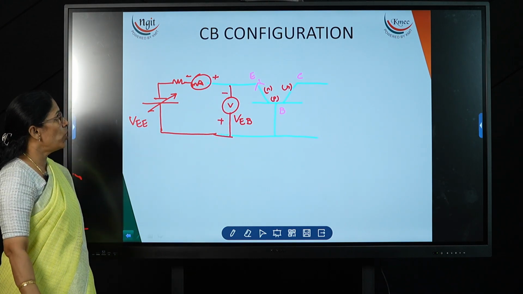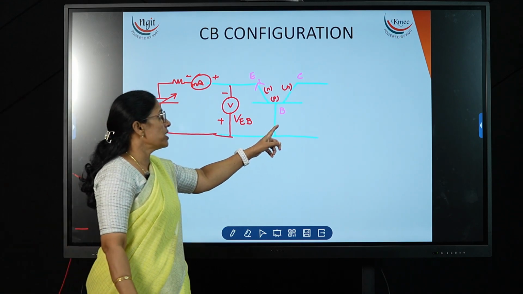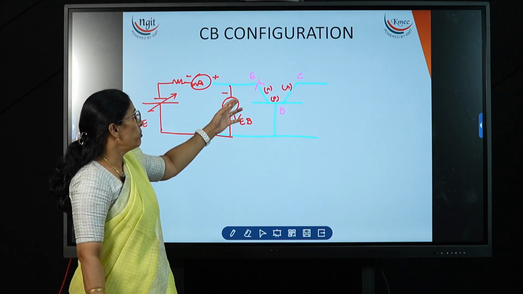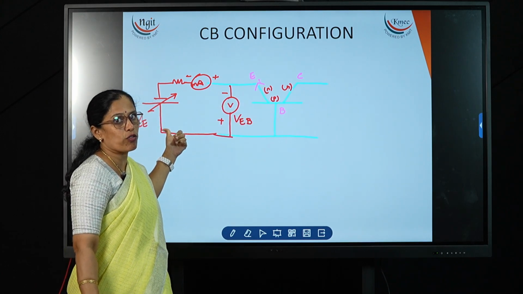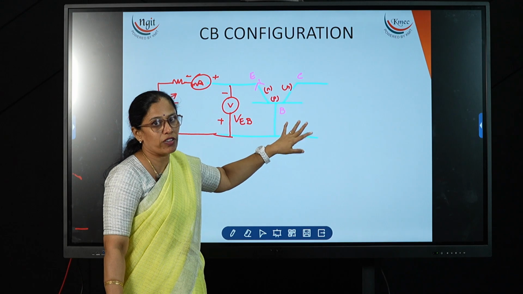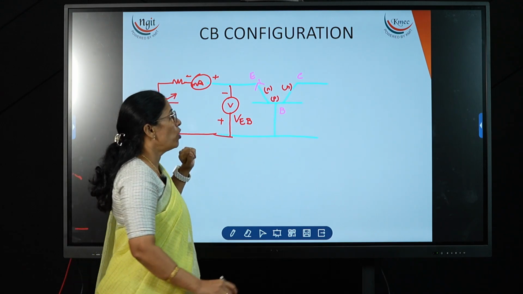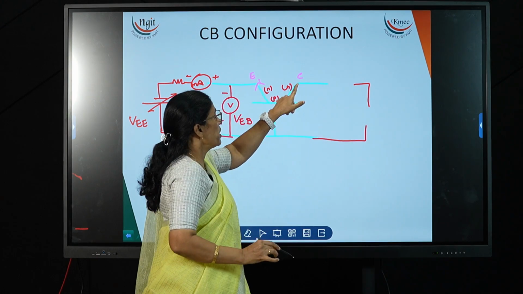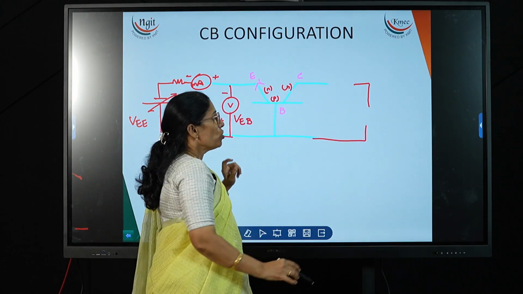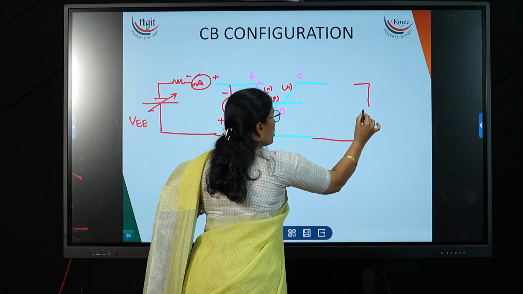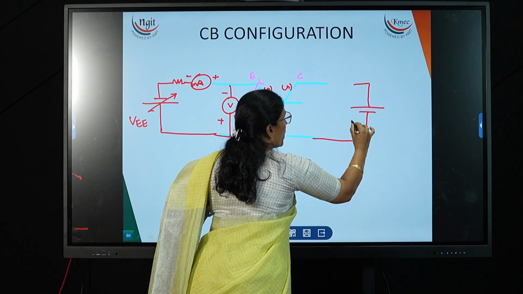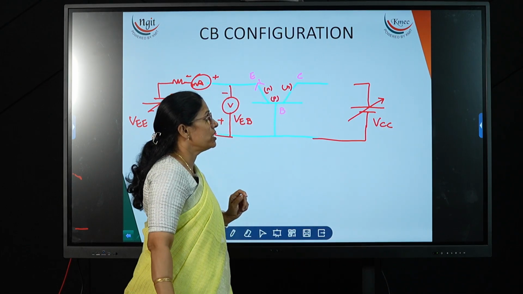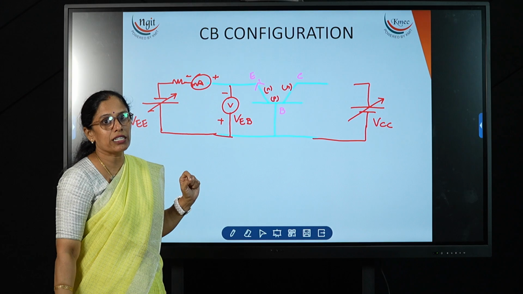Similarly at the output side, we always have to make the base-collector junction reverse biased to collect. The emitter should emit, that's why we give the forward bias, and the collector should collect, that's why we give the reverse bias at the output. So how do we make the reverse bias? This collector is made up of N-type material, so to make it reverse, the N-type material should be connected to the positive terminal of the battery. I am naming this battery VCC, because it is connected to the collector terminal.